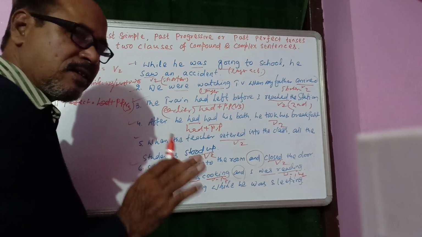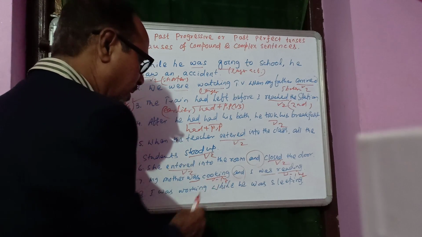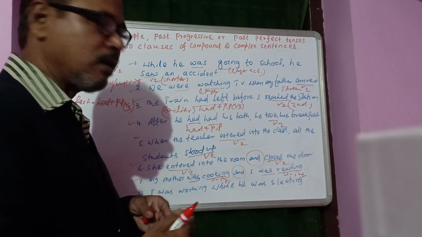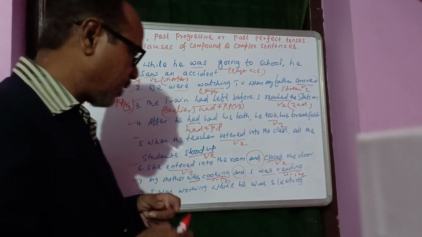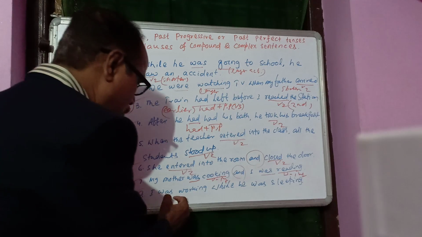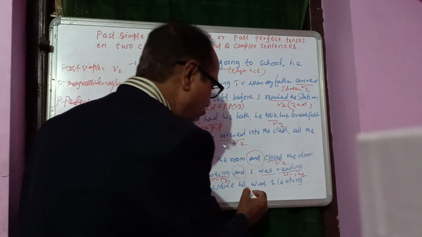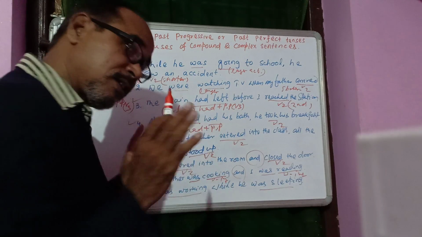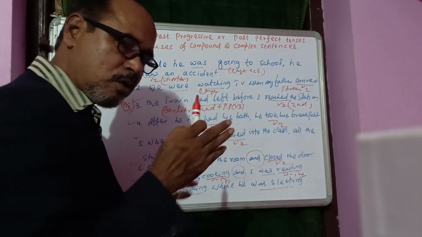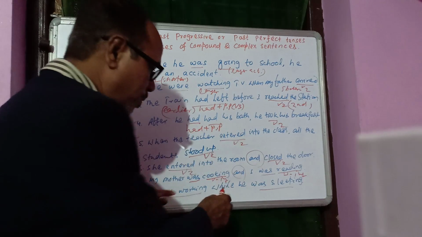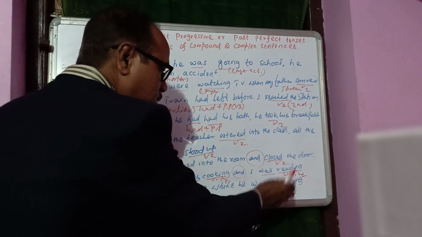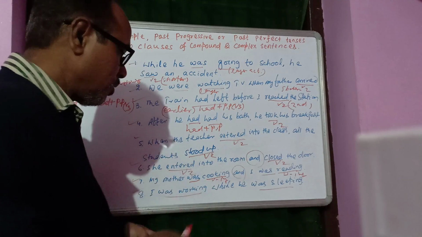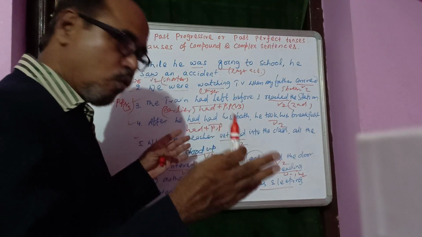You see, the last example: I was working while he was sleeping. Now see, this is was working, and he was sleeping. Here, this is a complex sentence. While is the subordinating conjunction. While he was sleeping is the subordinate clause, and I was working is the main clause. As this is a complex sentence, there are two clauses.